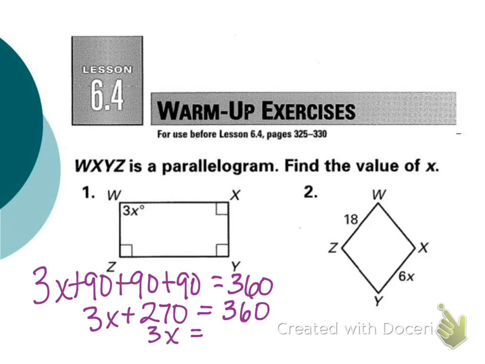We get 3x equals 360 minus 270. That's 90. Last step to get x: divide by 3, x equals 30. So on this one, x equals 30.